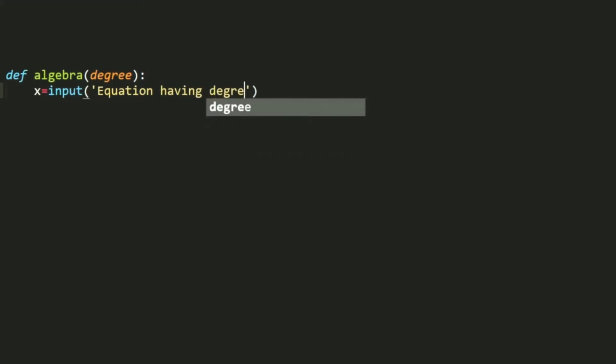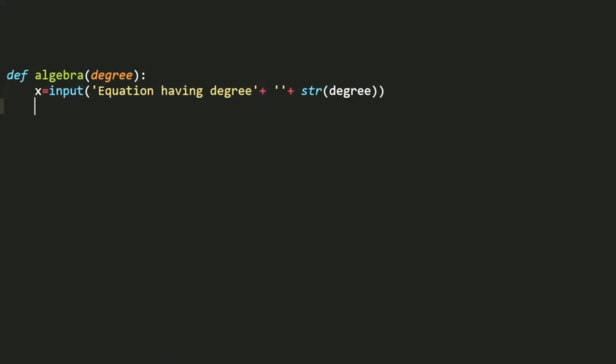First thing, we need to define a function, an algebra function, which takes degree. So you need to pass the degree of the equation, and we already know what the degree of the equation is. Then it will ask for an input: equation having degree, plus an empty string, plus we need to convert the degree into a string. So first we will input the function equation having degree this.